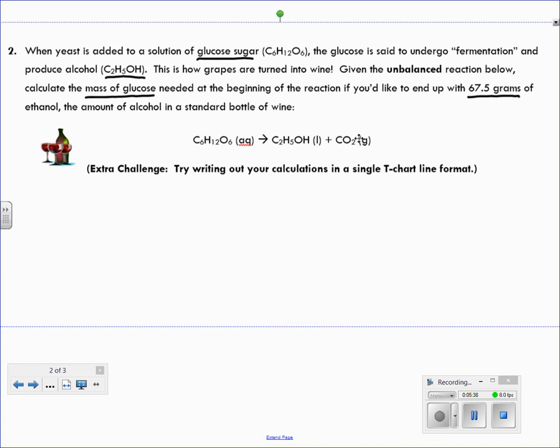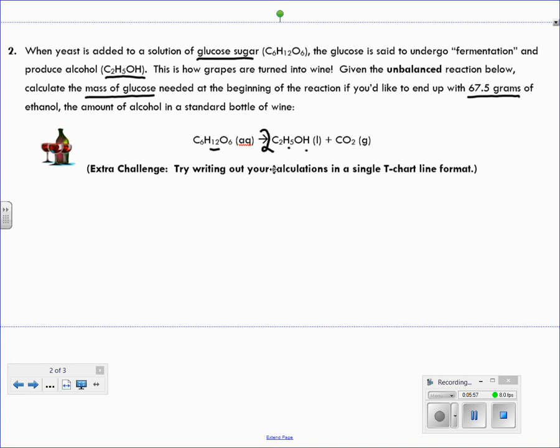So I'm going to start with my hydrogens. I have 12 hydrogens here, and 1, 2, 3, 4, 5, 6 hydrogens there. So my first easiest thing is to put a 2 right in front of the ethanol. So now my hydrogens are fixed.